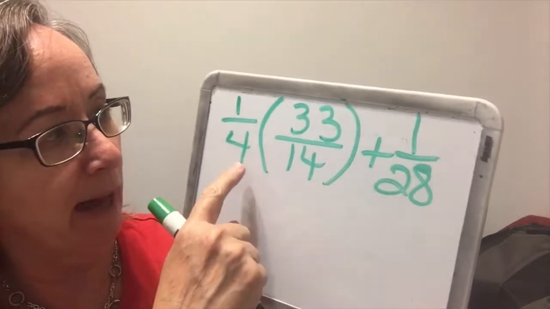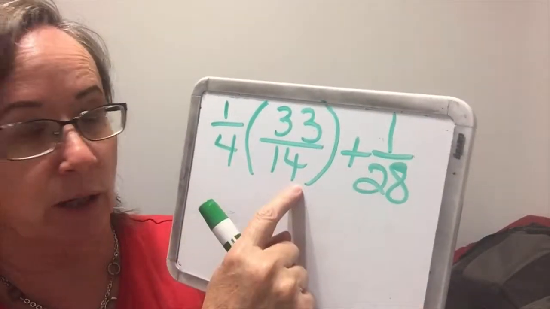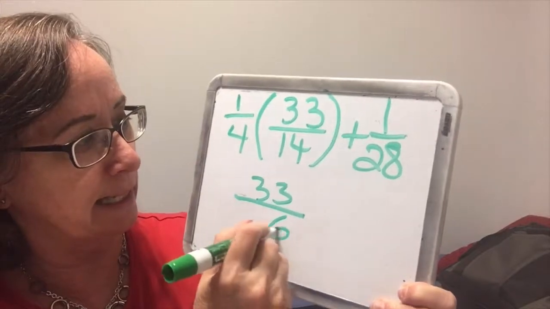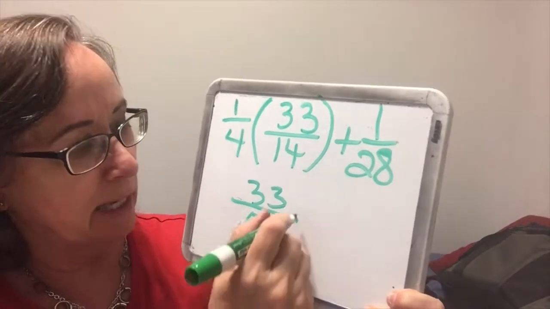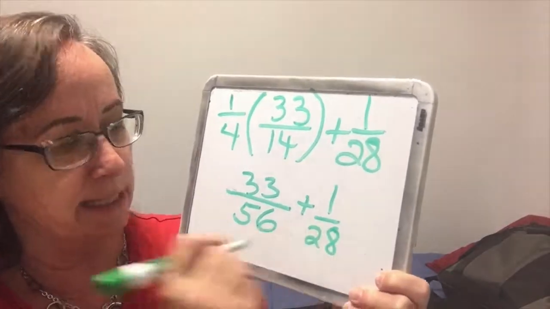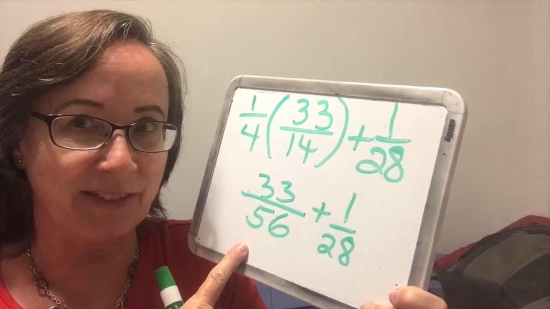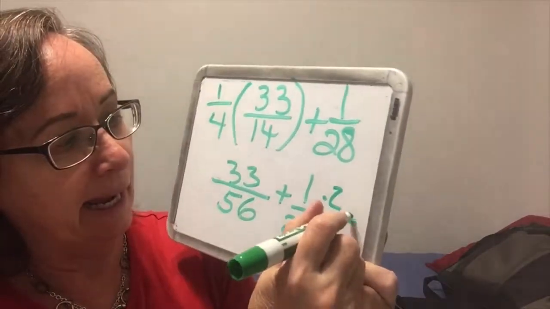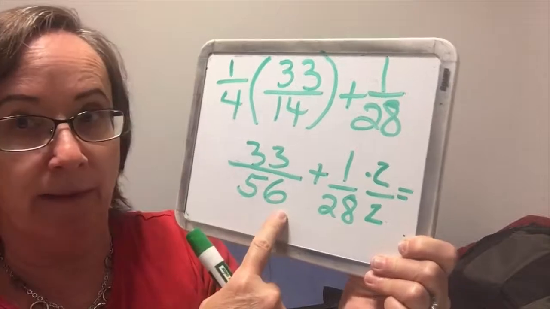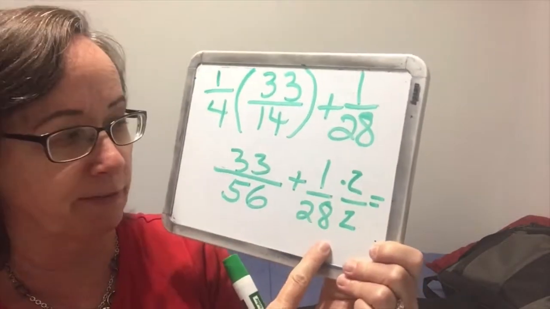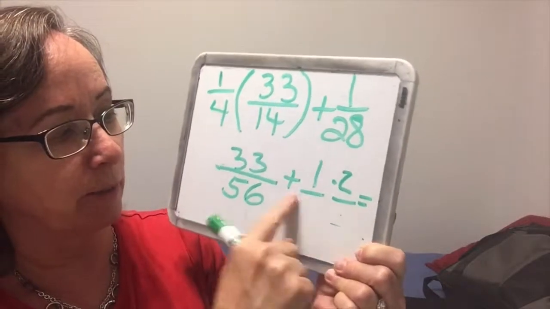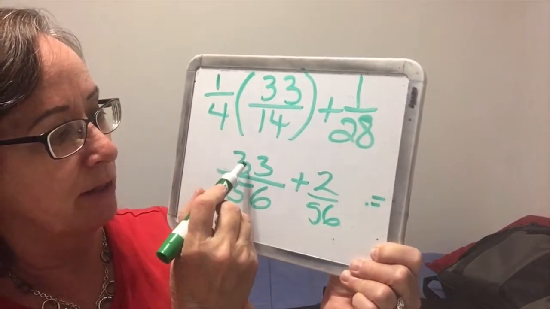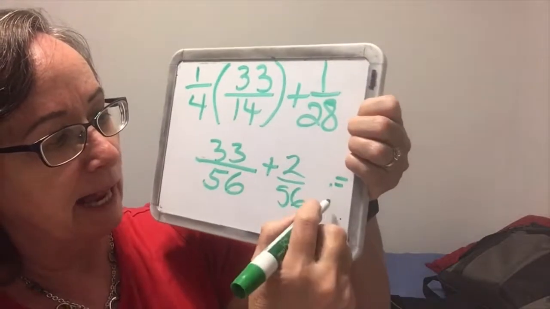Okay, so we have the 4 won't cancel the 33, so we have to go ahead and multiply that out. So we're going to have 33 over 4 times 4 is 16, carry the 1, and I'm going to get a 56 plus 1/28. But 28 goes into 56 2 times. So I'm going to multiply by 2 over 2 here, and I'm going to get 33/56 plus 2/56. Okay, so because I'm out of room, I'm just going to go ahead and make this a 2/56. And then I have 35/56.